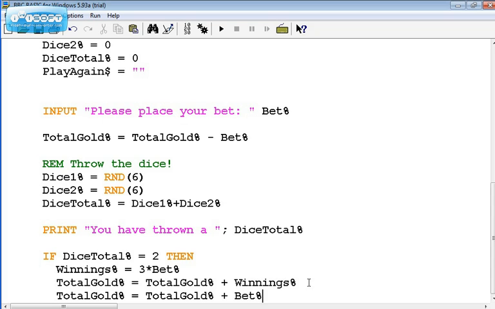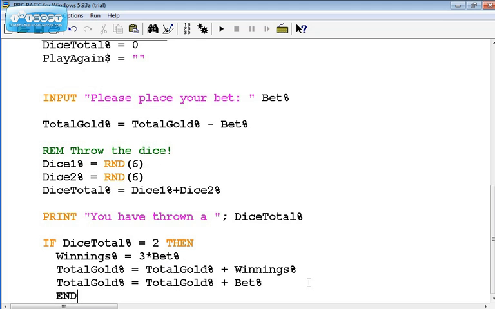Yeah. So let's say they bet 10, they throw a 2. Winnings becomes 3 times 10, which is 30. Total gold, which is 90, remember, because they bet the 10, 90 plus the winnings, which is 30, 120. And the original bet, which is 10, that's 130. So they've won 30 gold coins, which is what you'd expect. Good. That's it, I think.